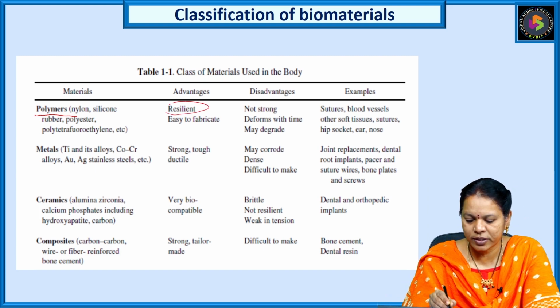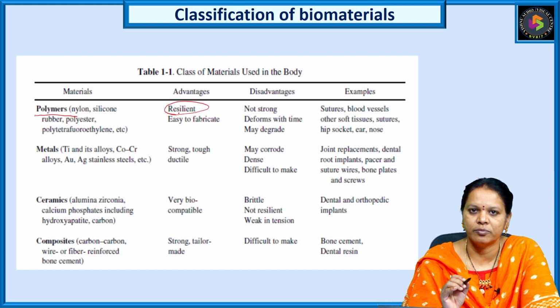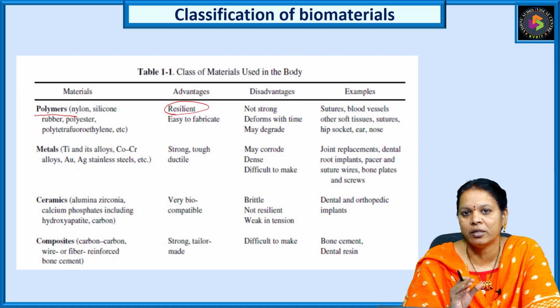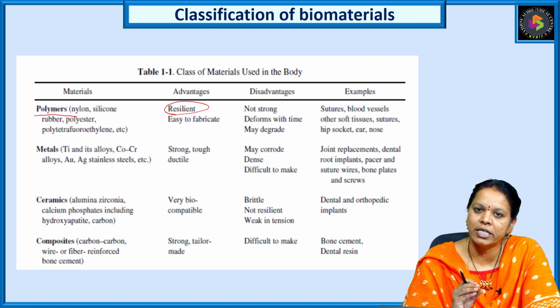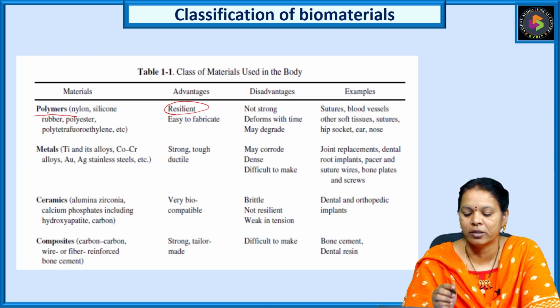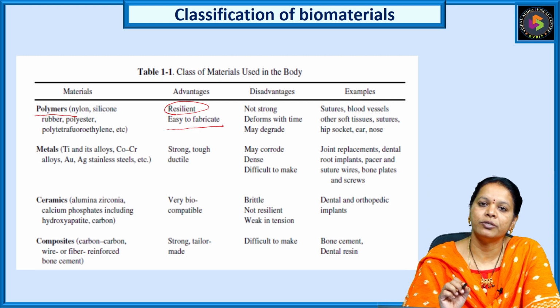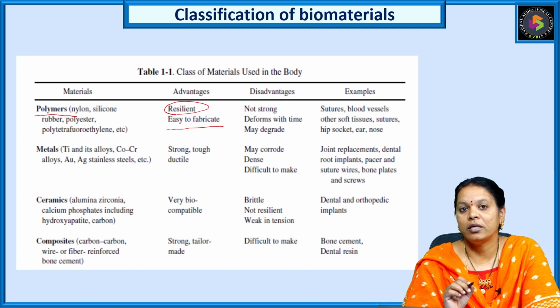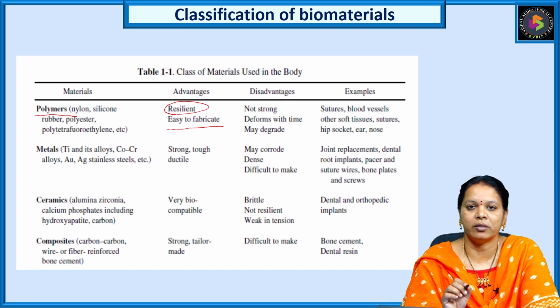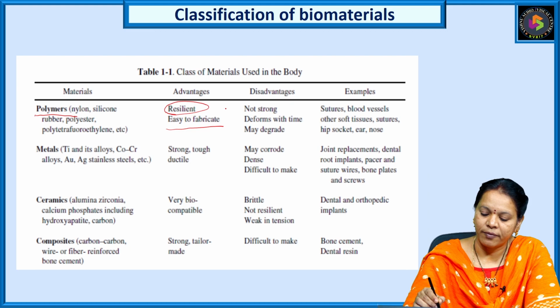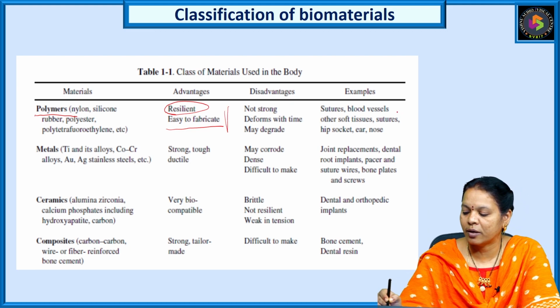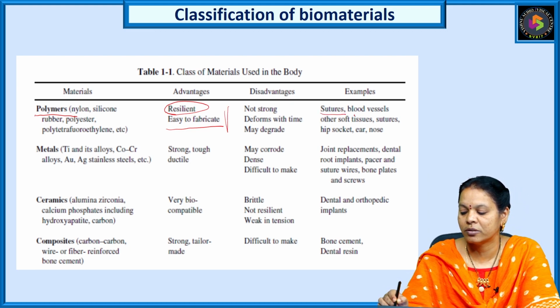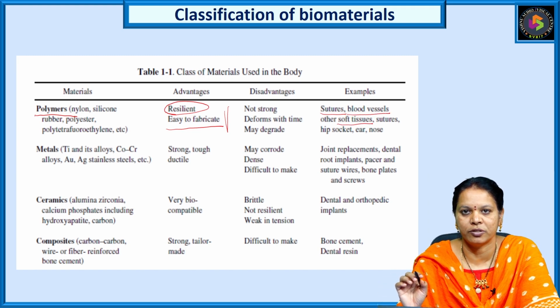The main advantage of this is that they are resilient. They are very soft. They can easily be controlled, manageable, and ease of fabrication is one other advantage which makes polymers highly applicable as a biomaterial. Having these advantages, they are mainly used for sutures, blood vessels, and other soft tissue applications.